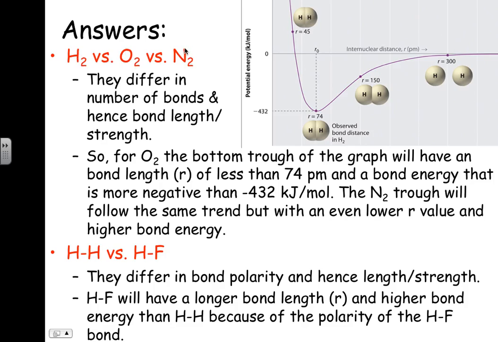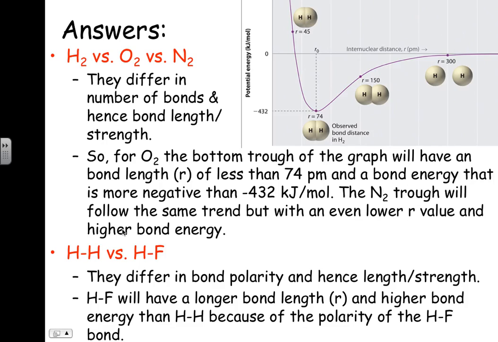If they differ in number of bonds, it means their bond length and strength are different. So for O2, the bottom trough of the graph will have a bond length of less than 74 picometers because they will be held tighter together. So it'll be maybe somewhere up in here, the bottom trough. And the bond energy will be more negative than the negative 432 kilojoules. That's because it's stronger. Remember, this delta H value, this enthalpy value, represents strength. So it'll be more negative if it's a stronger bond.